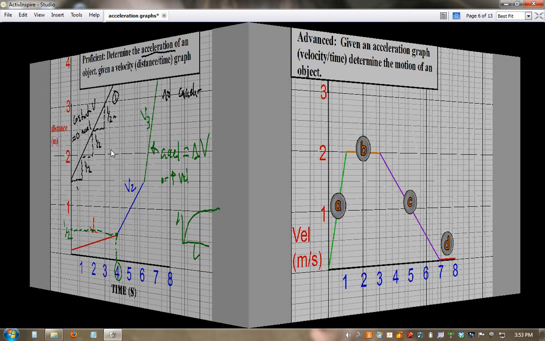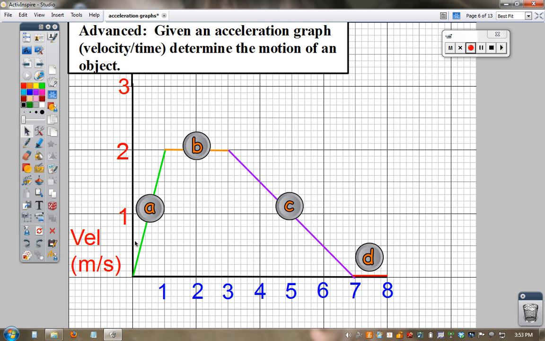Next graph, last one. I want you to draw this with no numbers. It should just be velocity over time. And I want you to draw the lines nice and straight and with the letters right by them. So pause the video and draw that. Here's how I want you to label them.